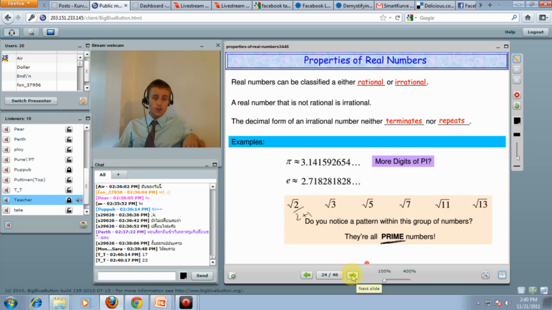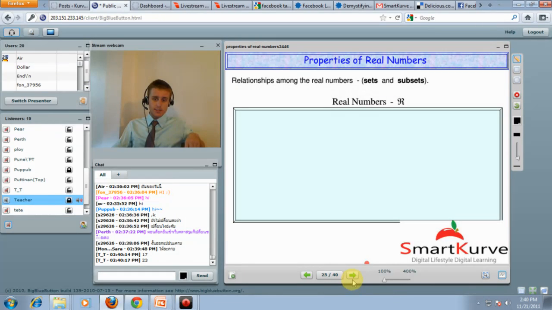Yes, 17 is also a prime number, as is 23.